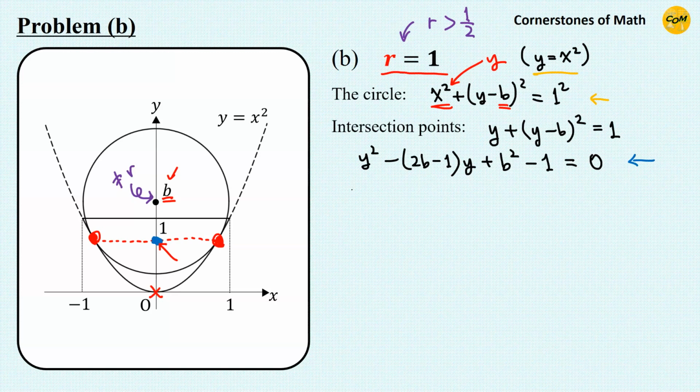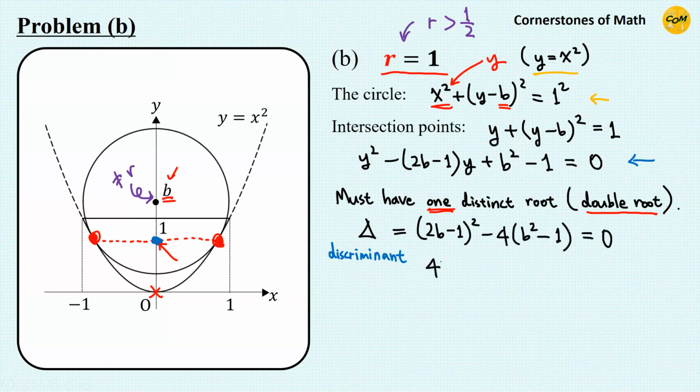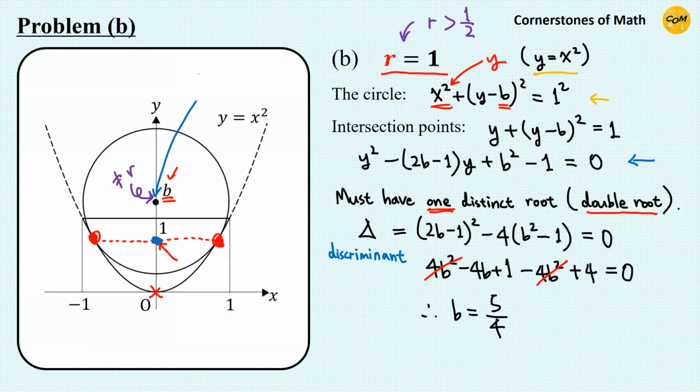Since there must be only one y-coordinate, this quadratic equation must have only one distinct root, or double root. Therefore, its discriminant must be 0, so (2b - 1)² - 4(b² - 1) must be 0, so 4b² - 4b + 1 - 4b² + 4 = 0, which gives b = 5/4. This means that the center of the sphere is (0, 5/4).